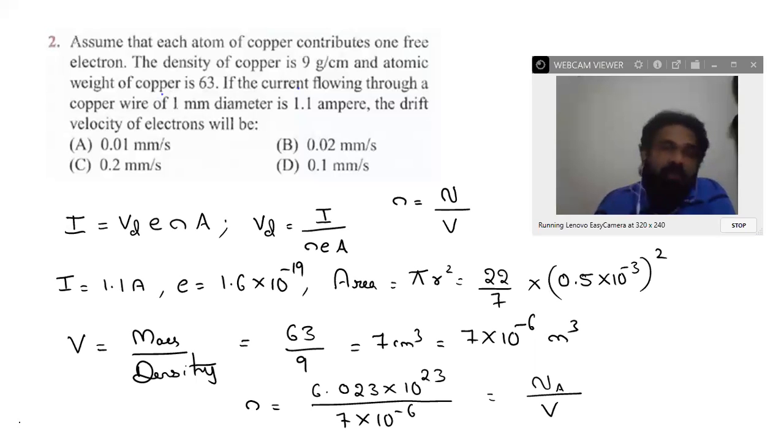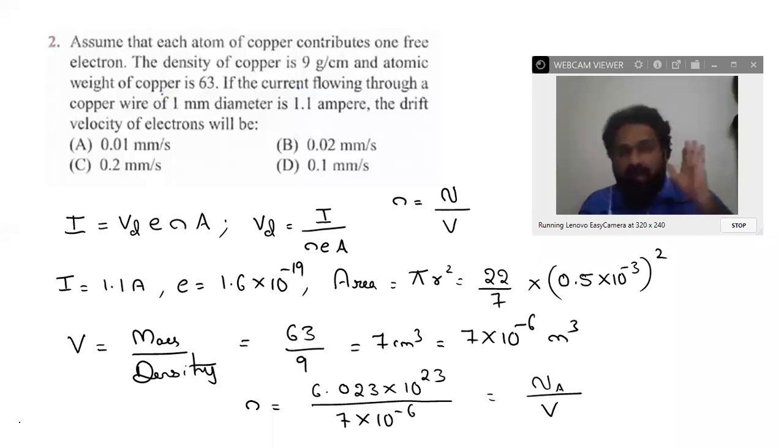Atomic weight of copper is given, that is 63. Atomic weight means the weight of 1 mole. 1 mole contains Avogadro number of atoms. So volume is equal to mass by density, atomic weight 63 divided by density. Density is anyway constant. So we are getting volume, that is the volume of 1 mole or volume of atomic weight.